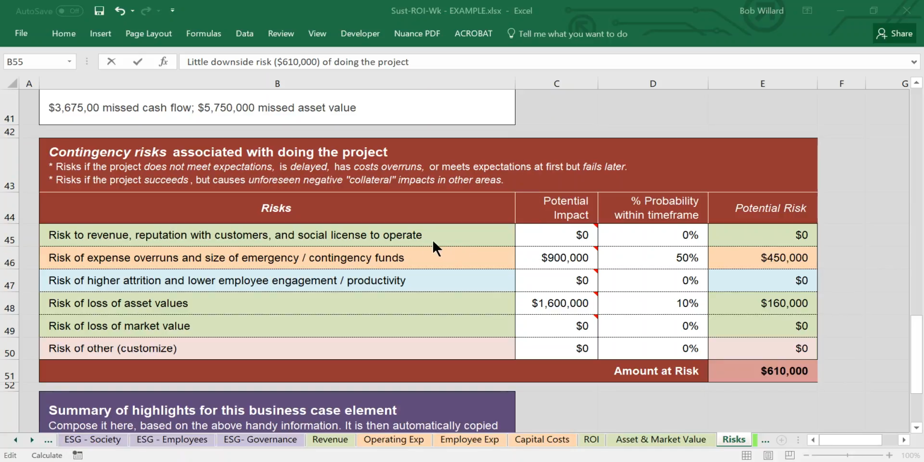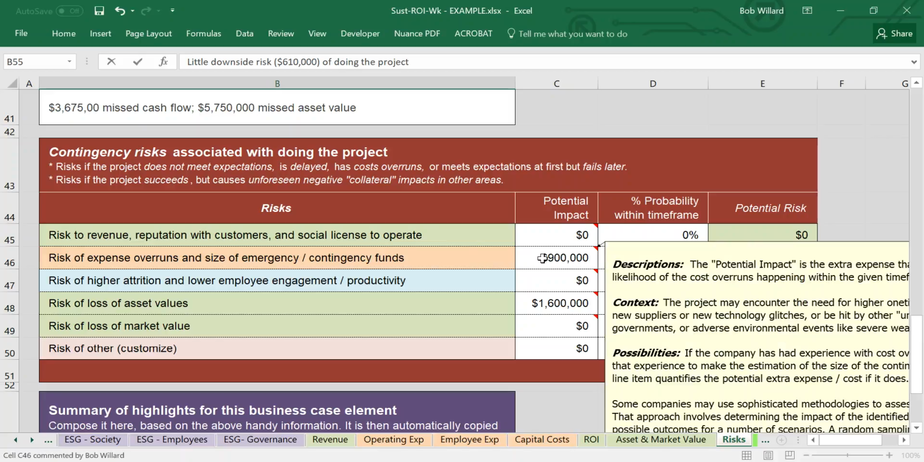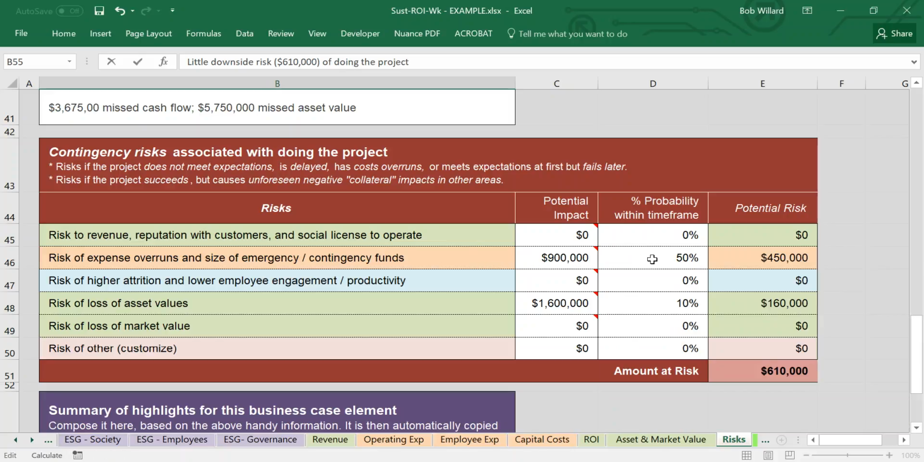Many of these may have been thought of before as you were doing the other parts of the business case, filling in those worksheets. So they may be zero. In the case of contingency funds, you might allow for that, maybe a 50% probability that you're going to need it. Then that ends up with half of the 900,000.